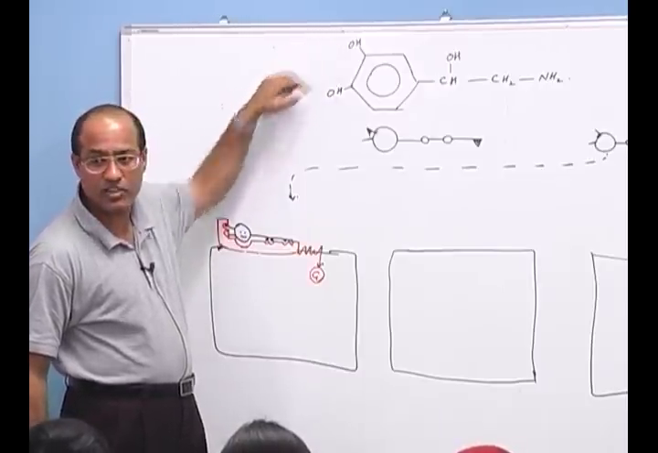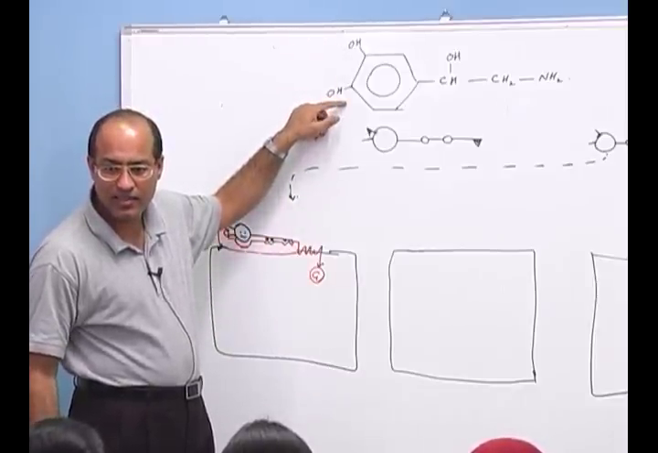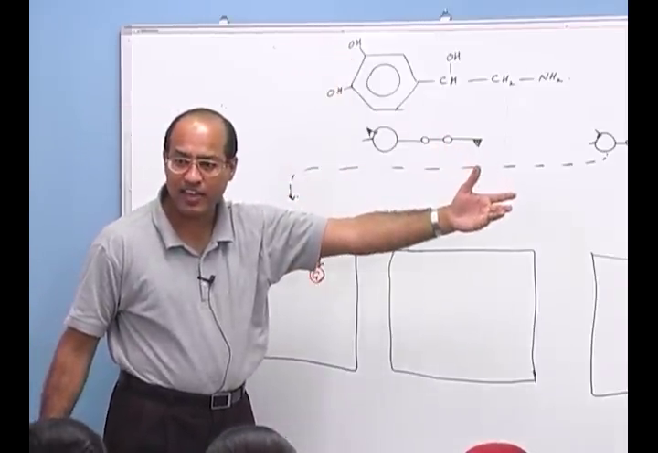If it is catecholamine, it is direct acting sympathomimetic. If it is non-catecholamine, it is indirect acting. If it is catecholamine, it is more polar. If it is non-catecholamine, it is less polar.